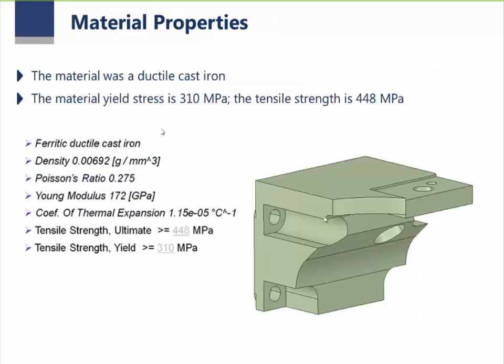Here I show you some information about the material. For example, here we are using a ductile cast iron, and the yield stress is around 310 megapascal, and also the tensile strength around 448. So it's a material with a high yield stress, and this part is a very engineering material.